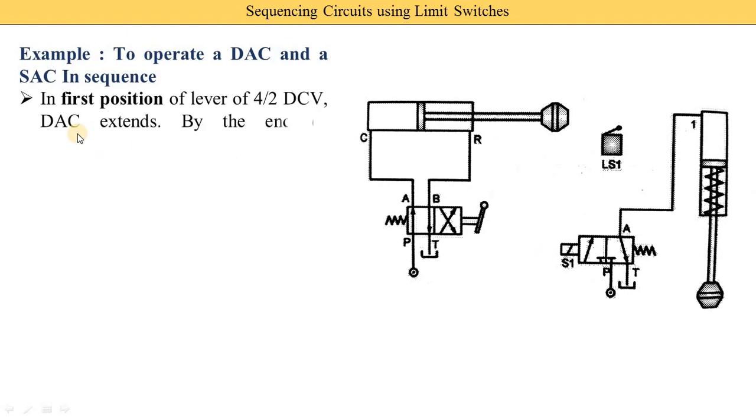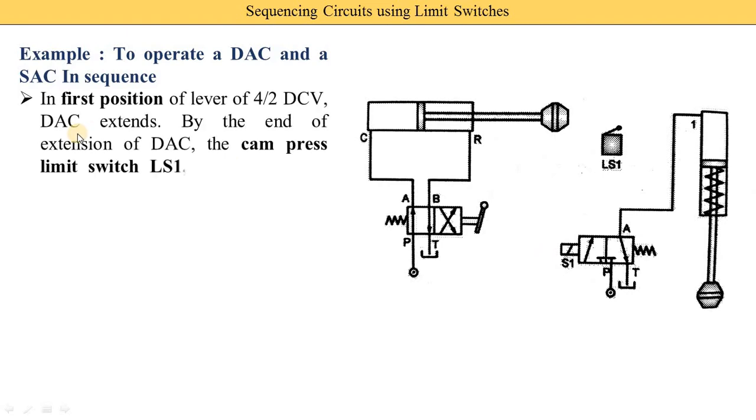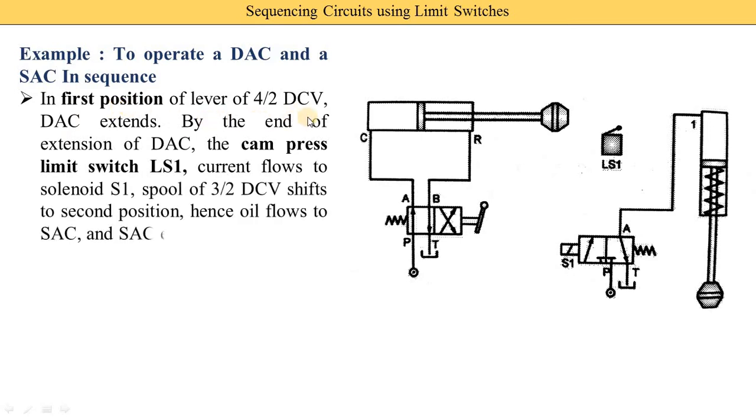Now first we understand the first position of the lever. In the first position of the lever of the 4/2 DCV, the double acting cylinder extends.